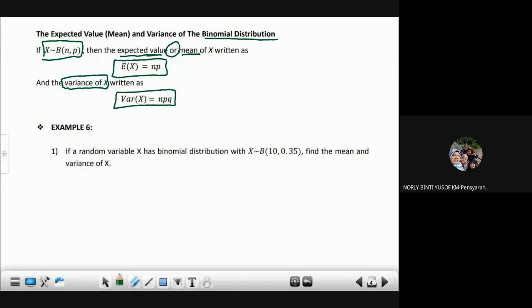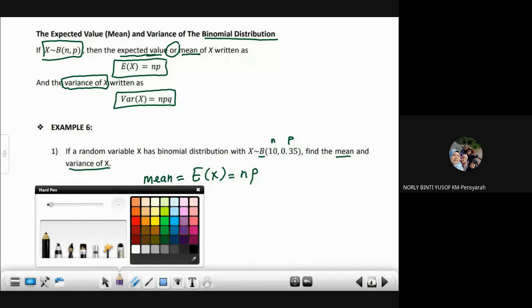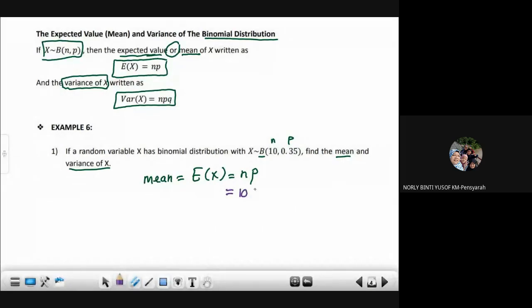Kita tengok pada example 6. If a random variable x has binomial distribution with n10, p 0.35 with the discrete given here, binomial distributed sebab ada b kat sini. Find the mean and the variance of x. So tahulah mean you adalah EX simbolnya. So NP dia punya formula. Then you sub inside. So 10 times 0.35. So you got 3.5.